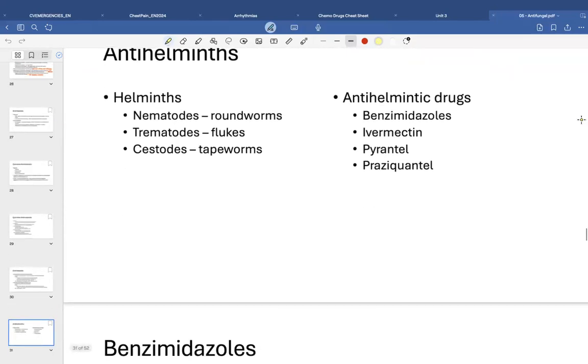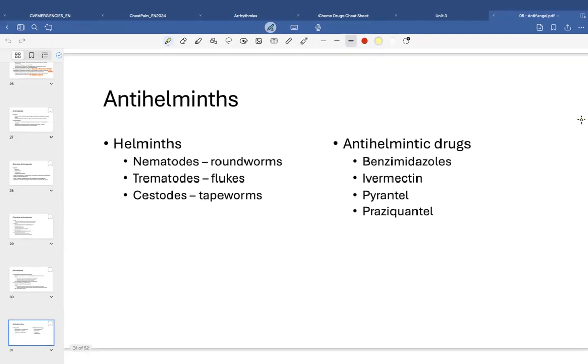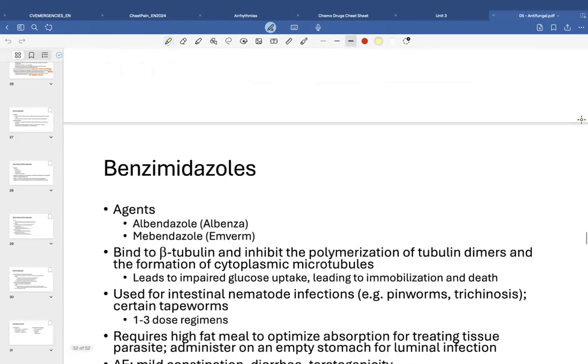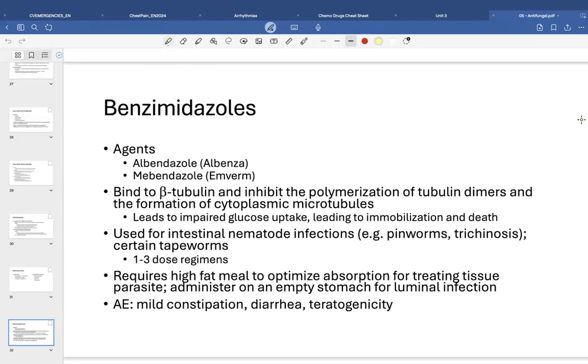The next group, the anti-helminths, is again dealing with parasitic worms: roundworms, flukes, and tapeworms. The drugs we'll cover here are benzimidazoles, ivermectin, and praziquantel. Benzimidazoles include two agents, albendazole and mebendazole. Basically, in the worms, they bind to a protein called beta-tubulin, and that inhibits the polymerization of tubulin involved in microtubule production. So basically, it will limit the worm's ability to take up glucose from its energy source and leads to depolarization. So this is useful for pinworms, trichinosis, or tapeworms.